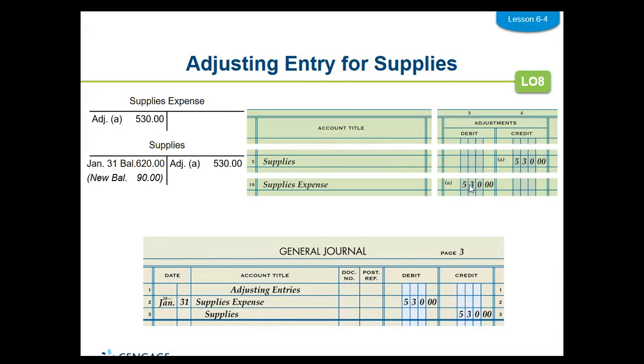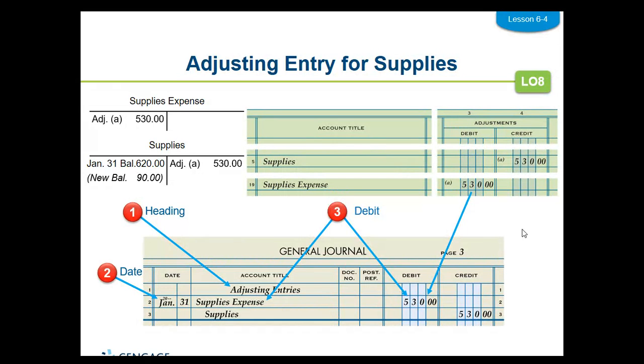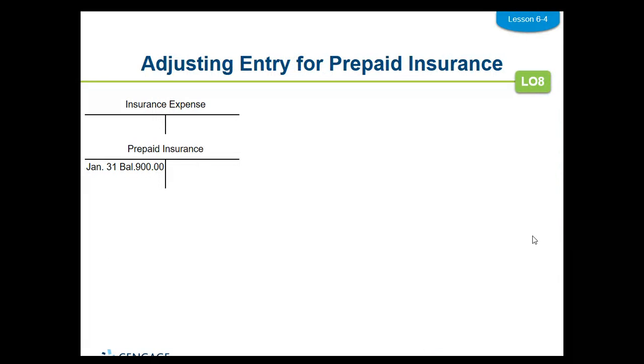The main difference here is that we don't really have a source document. Normally you have a memo, a check, a receipt, some kind of source document. Well, when you're doing adjustments, your source document is your worksheet. Since we don't have a source document, we center the words adjusting entry on the very first line. And then you do your adjusting entry and you do your debit first. So supplies expense, debit, and supplies, credit. And that's all you do.